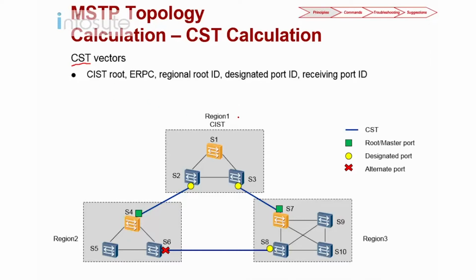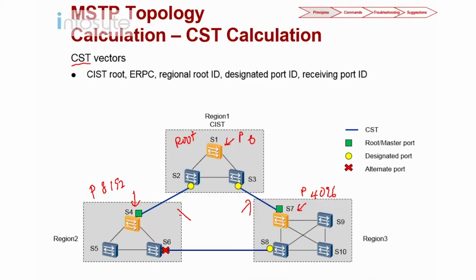Now assuming that in this region 1, switch 1 has a priority of 0, switch 7 has a priority of 4096, and switch 4 has a priority of 8192. So assuming that these are the priorities on our switches, when they run the STP calculation, S1 will become the root.